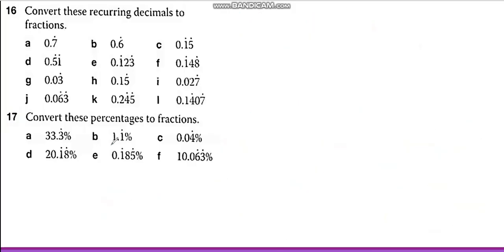So in all questions, I would recommend that you first convert the recurring decimal into a fraction and then divide by 100 because of the percentage symbol. Like in part B, if we do it, first of all, it's 1.1 recurring, and also we have the percentage symbol. So first we will do the decimal part. We suppose that this portion, 1.1 with 1 being repeated, is equivalent to x. So we can also write it as 1.111, because 1 is being repeated.